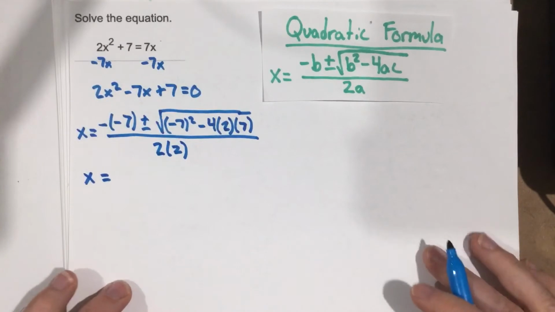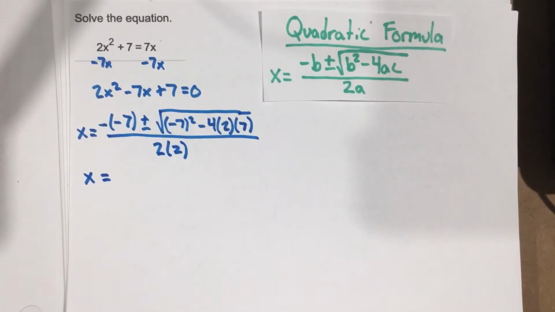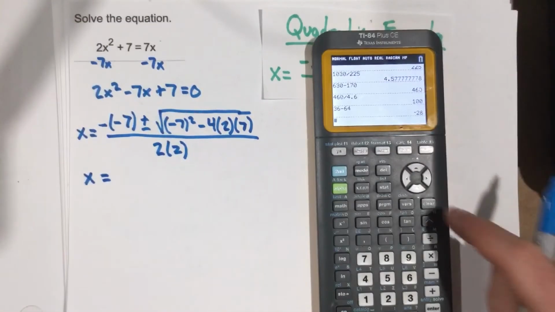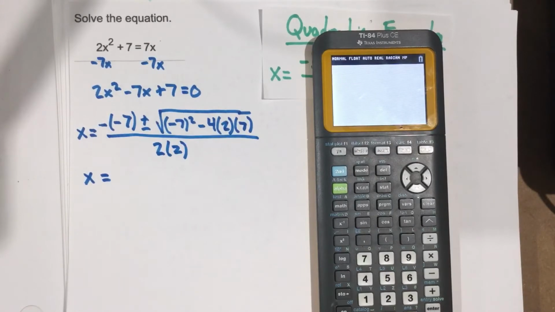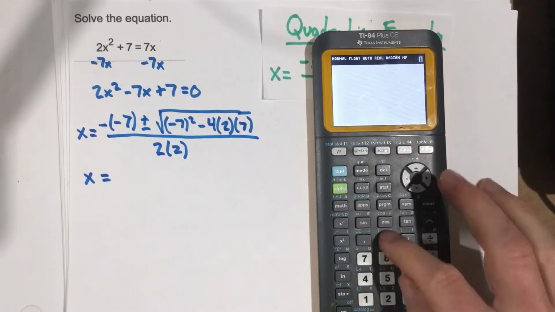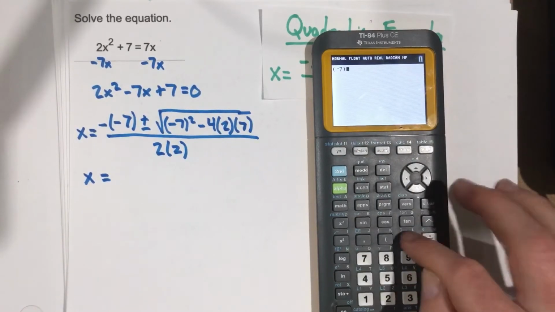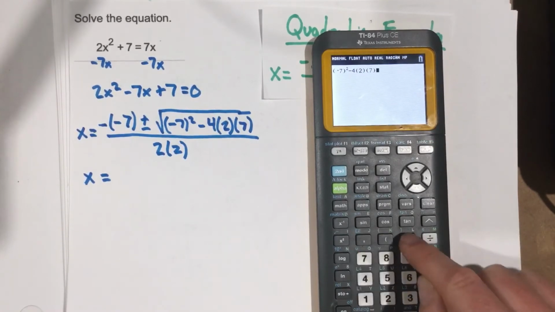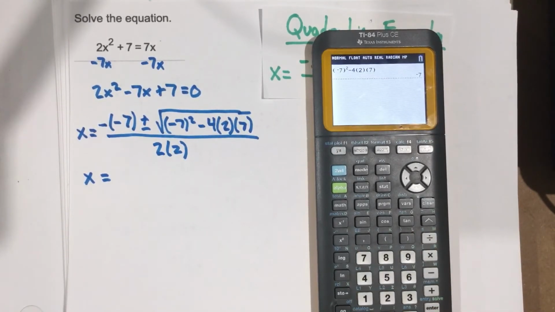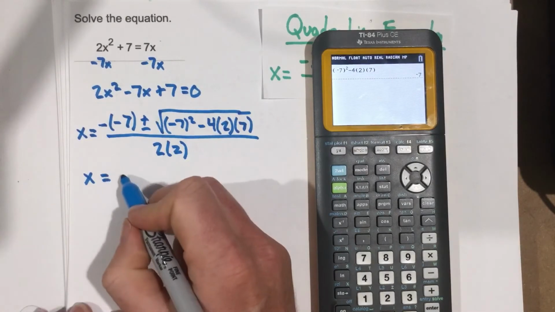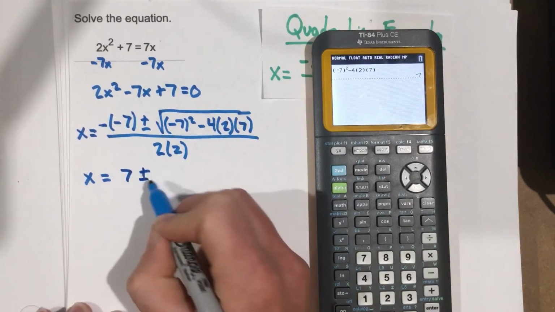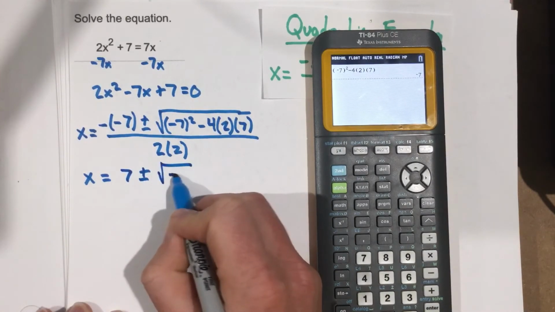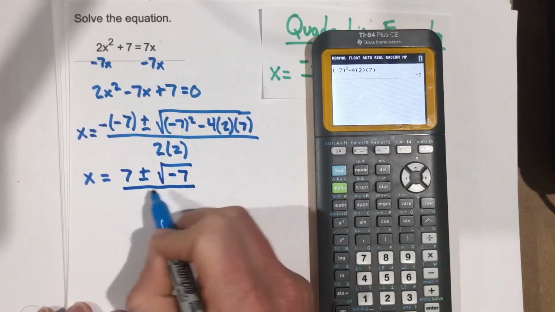Now I'm going to use my calculator to do a lot of the work for us. So let's say that we have, I'm just typing in exactly how it's written inside the radical here, negative 7 squared minus 4 parenthesis 2 parenthesis 7. That's negative 7. So I end up with 7 plus and minus the square root of negative 7 over 4.